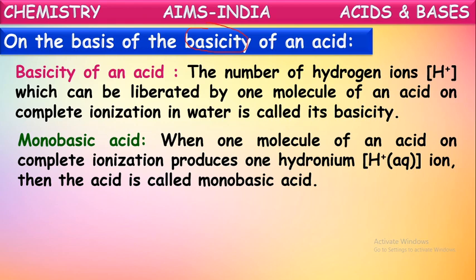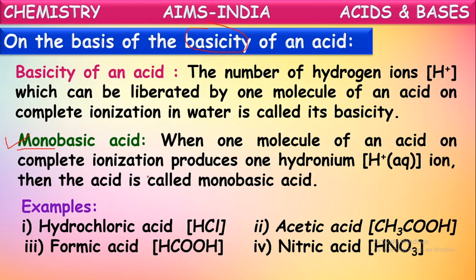Out of them, the first one is monobasic acids. We know mono means one. Monobasic acids are the acids which liberate one H plus ion from their molecules on dissolving into water. When one molecule of an acid on complete ionization produces one hydrogen ion, then the acid is called monobasic acid. For example, hydrochloric acid, acetic acid, formic acid and nitric acid are acids which produce only one H plus ion from their molecule.